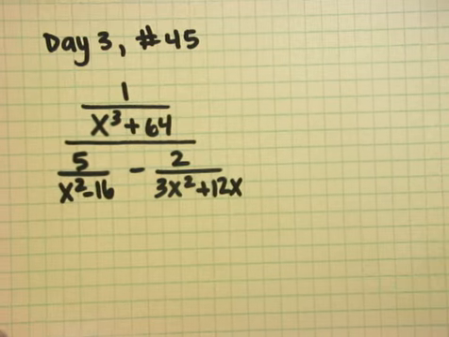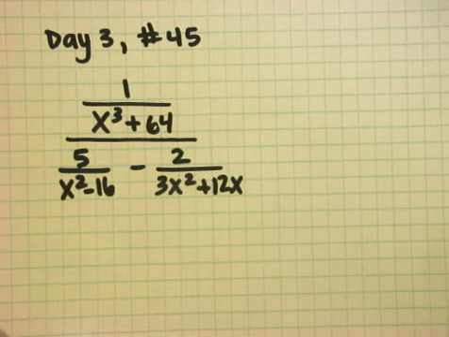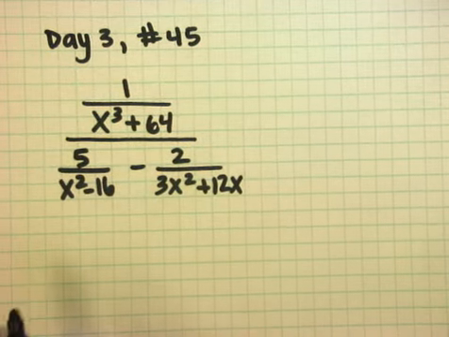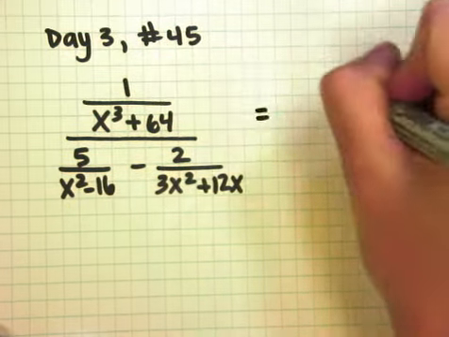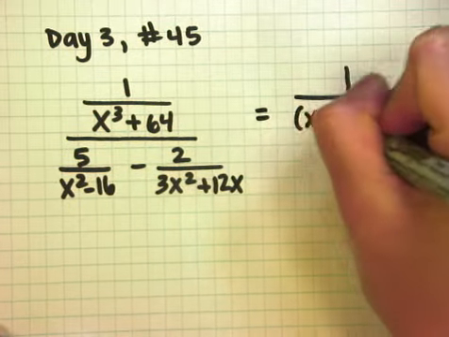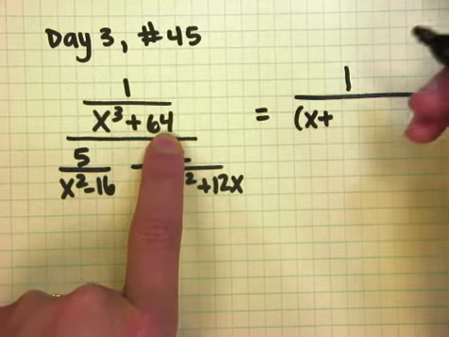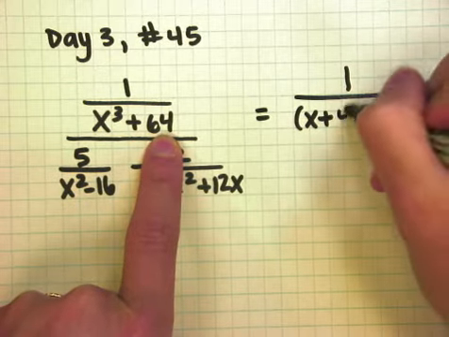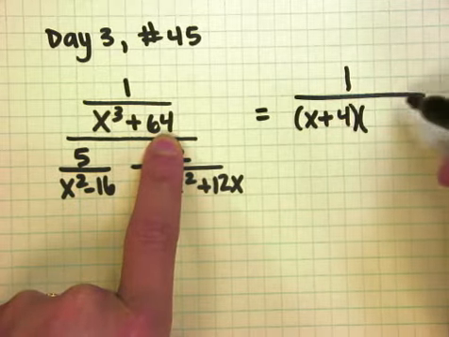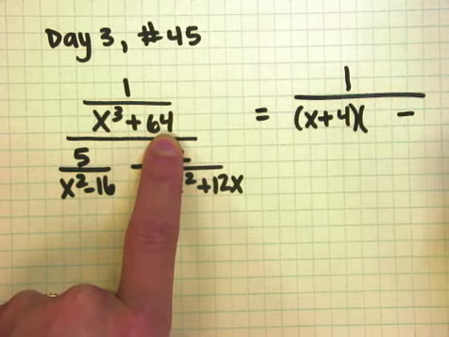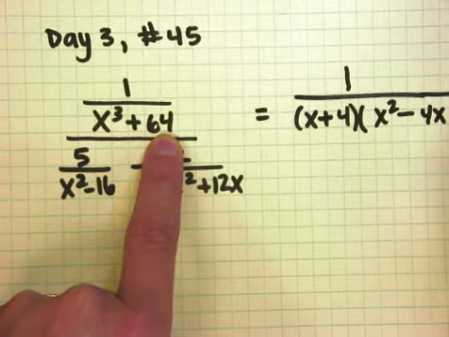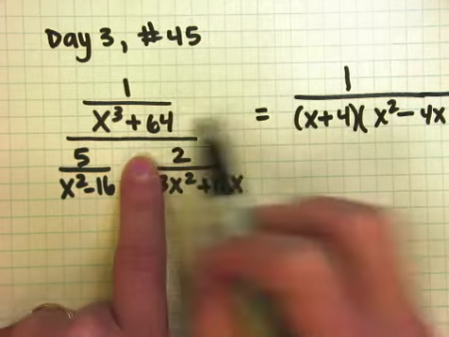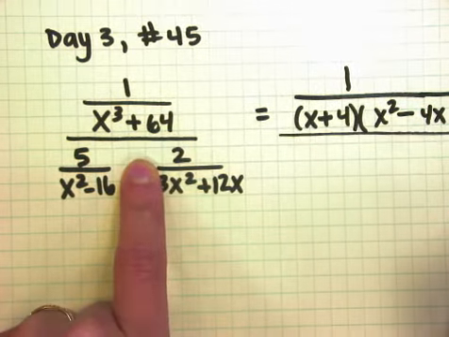So here's day 3, number 45. I'm not sure if this is the front page or back, but you can tell based on the problem. For this problem, we need to start by factoring. So I can factor the sum of cubes as x plus, let's see, I know 4 cubed is 64, so this is plus 4. And then I use SOAP: same, opposite, always positive. I square the first term, multiply the two terms together, and square the last term. So there's the factorization of the top of the fraction, the numerator.